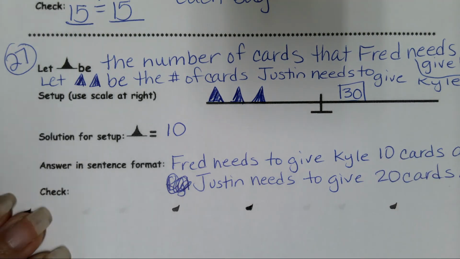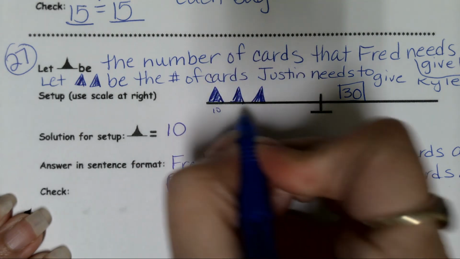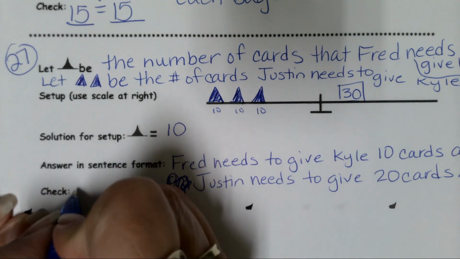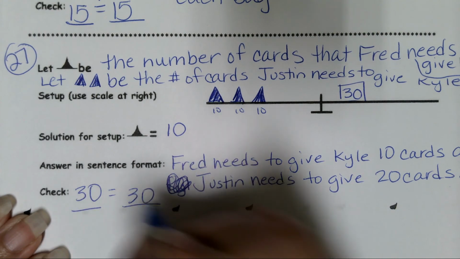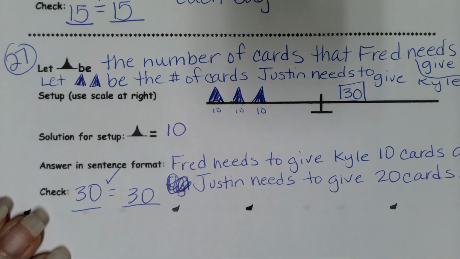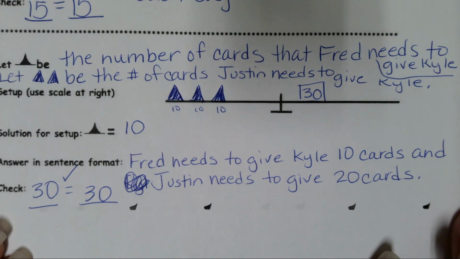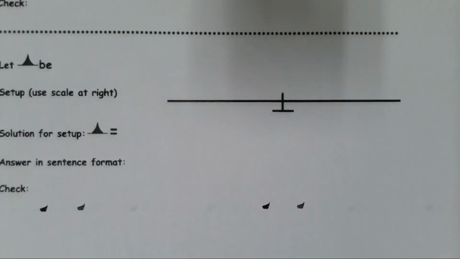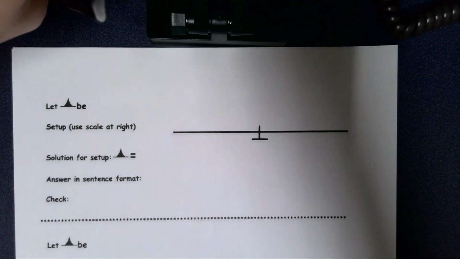Okay, so we're going to check that. We said that pawn was 10, so we count 10, 10, and 10. 10 plus 10 is 20. 20 plus 10 is 30. And then we have 30 on the right-hand side, so that is a check. So we're going to move on to problem number 28.